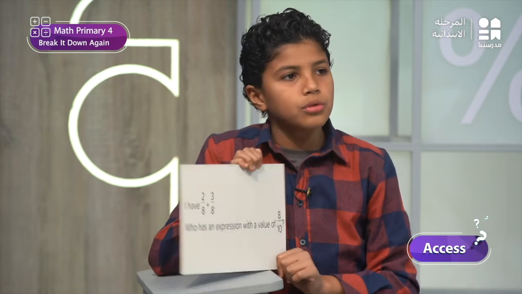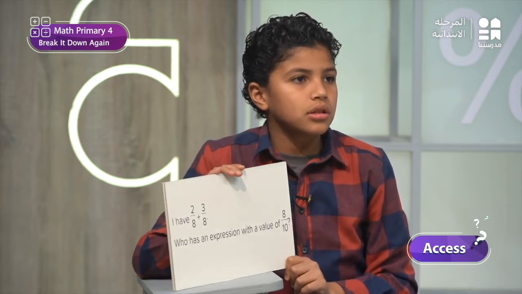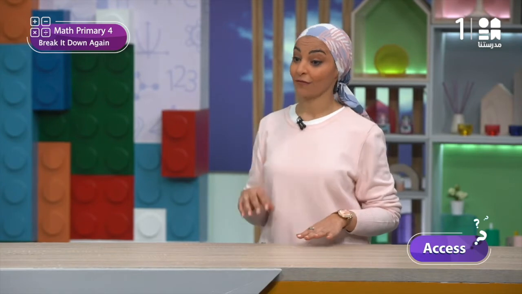What did you do, Omar, so that we say these two fractions are the same? You did the 2 plus 3. You add them. 2 plus 3 equals 5. 5 over 8. That means you keep the 8 as it is, right? Yes. 5 over 8. Good job.